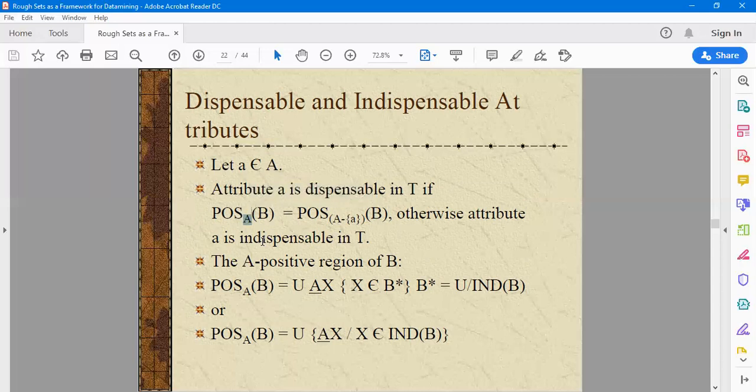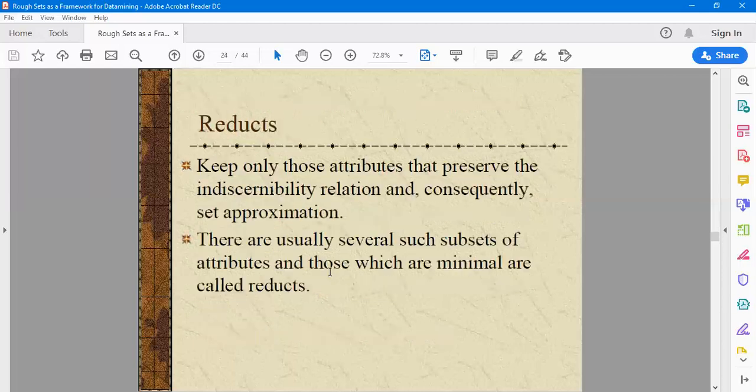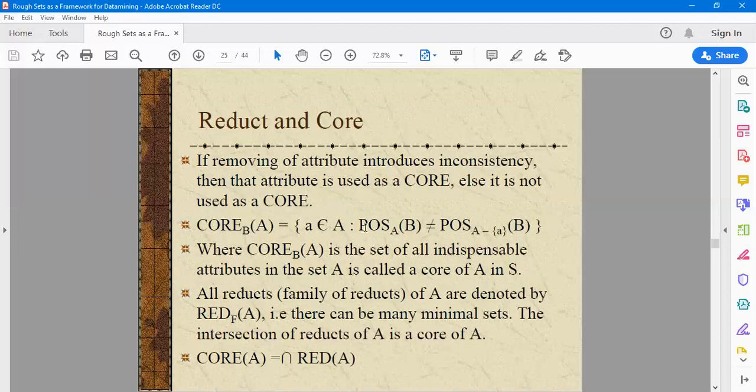You can remove it. But if this is not equal, then we say that if you remove that attribute, the consistency is not maintained. That is why it is not equal. This we have discussed in our previous lecture. So going ahead, if this is not equal, that means this A is indispensable. That means it's a very important attribute. Dispensable means not important, redundant, but indispensable is important. So you need to add this A in the core.